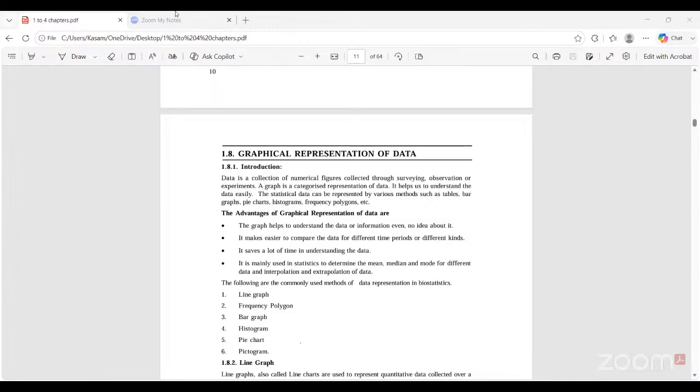So graphical representation of data. In the graphical representation of data, what is the advantage of graphical representation? What is the advantage of drawing graphs? It is increasing based on data. We are taking graphs, sir.